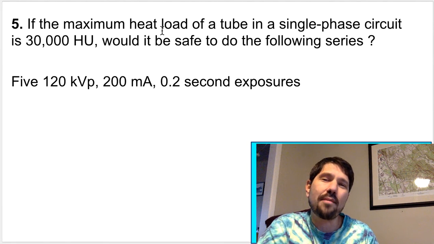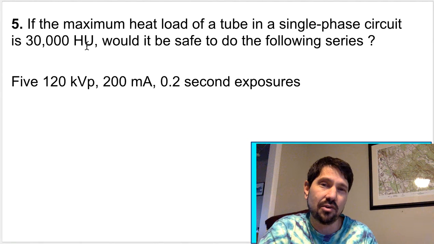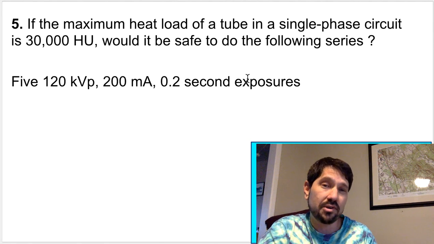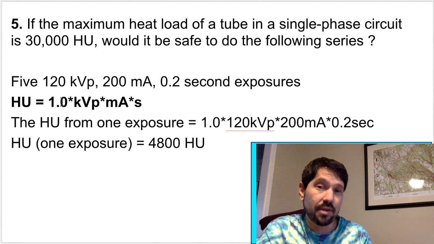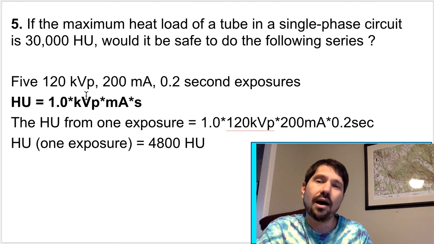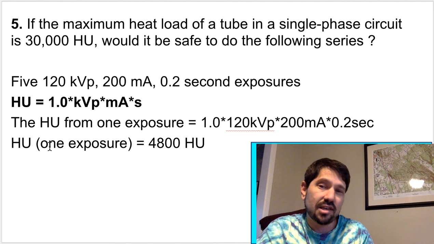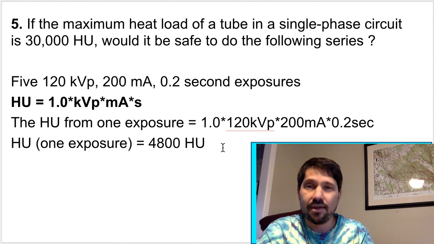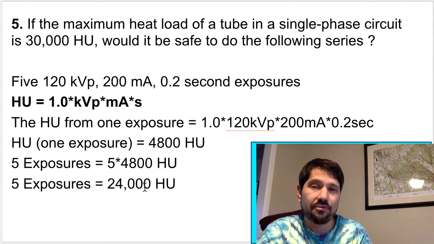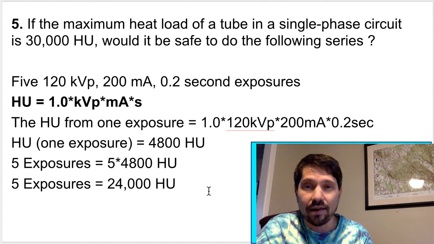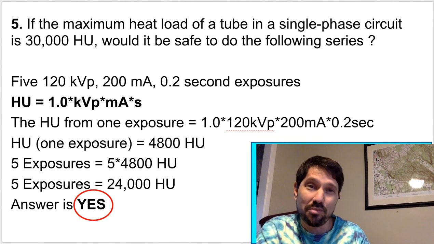Another one says, all right, if I've got a maximum load, I'm a single-phase system, of 30,000 heat units, could I do the following series? 5 exposures, each exposure at 120 kV, 200 mA, 0.2 seconds. So I get to use the multiplier of 1, or no multiplier, because it's single phase, and then I'll multiply my kVp, my mA, times my time. I could do this for one exposure, so 1 times 120 times 200 times 0.2, which says for one exposure I get 4,800 heat units. And if I do 5 in a row, I would do 5 times that, or 24,000 heat units. So that's how I solved the problem. But wait, they said, would it be safe to do the following series? So if I leave it here, it would be a pity. I wouldn't get full credit. So now I say, oh, the answer is yes, it would be safe.